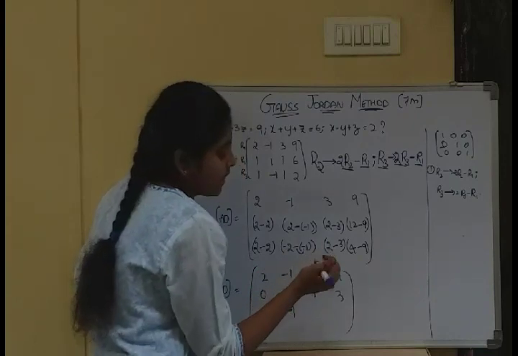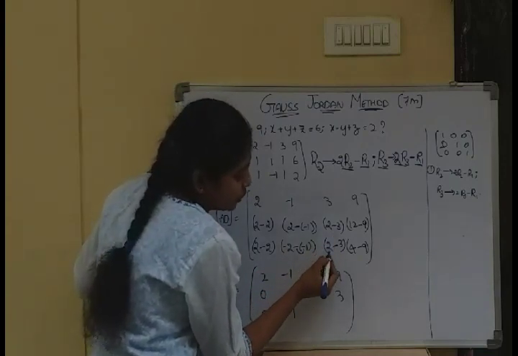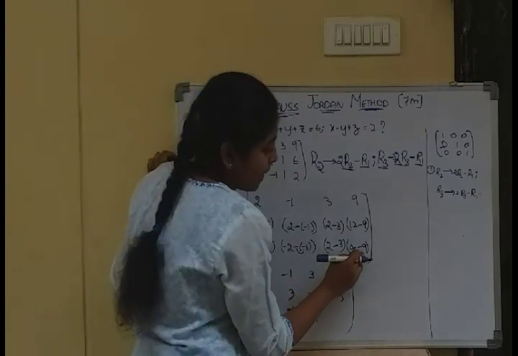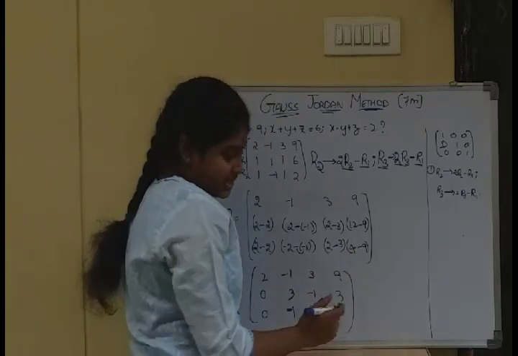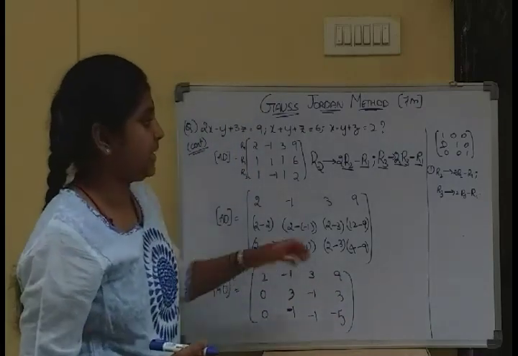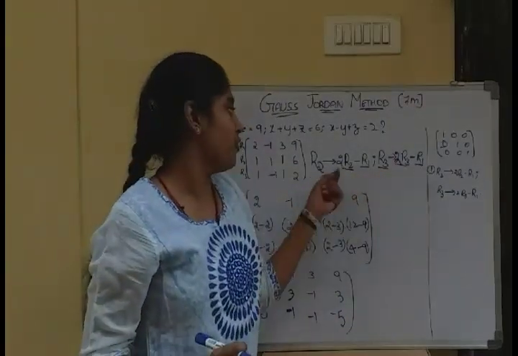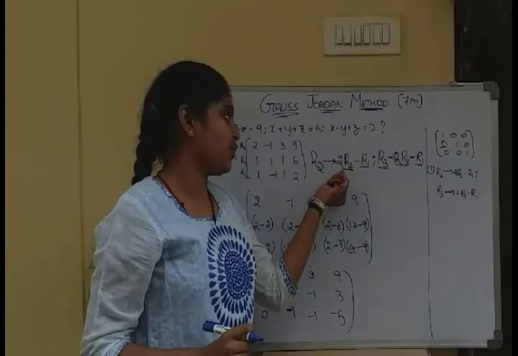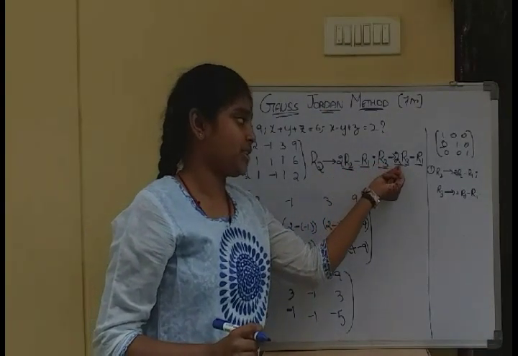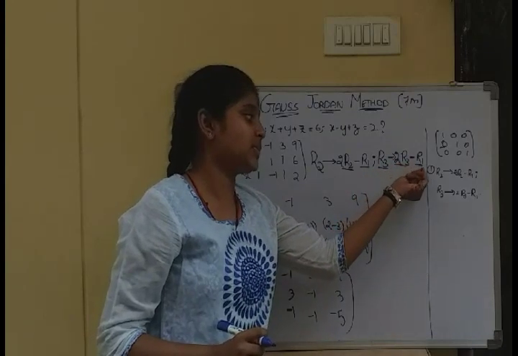Minus 1. Now here, same as this: 2 minus 3 becomes again minus 1. 4 minus 9, it is minus 5. Now we have completed the first step: row 2 gives rise to 2 into row 2 minus row 1, and row 3 gives rise to 2 into row 3 minus row 1.